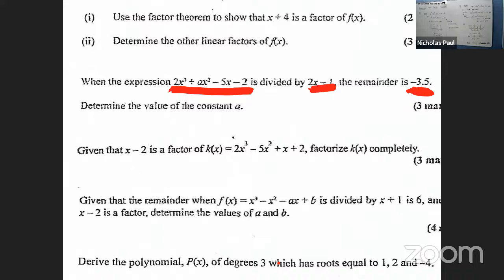So you might remember from the rule that f of something gives you the remainder, correct? F of something gives you the remainder. What's the remainder in this question? Minus 3.5. But what value do you have to put in the function to get minus 3.5?